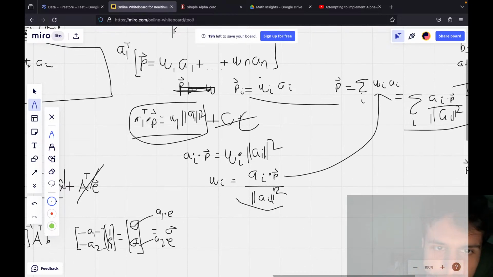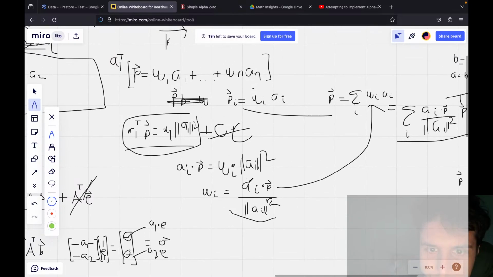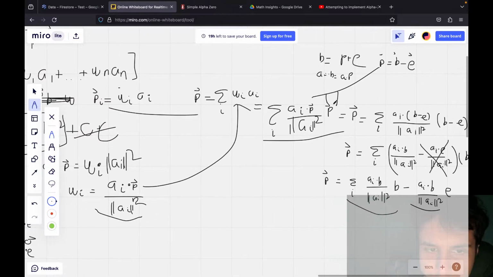Which means that Wi can just be represented as AI dot P over AI squared. Okay, so then we're just plugging that in right there. So that's the Wi. Oh! So Wi is this, but this is AI. I don't know where this P came from.